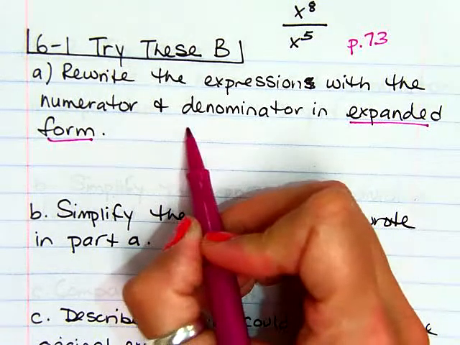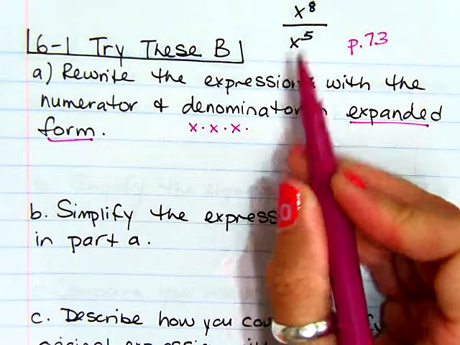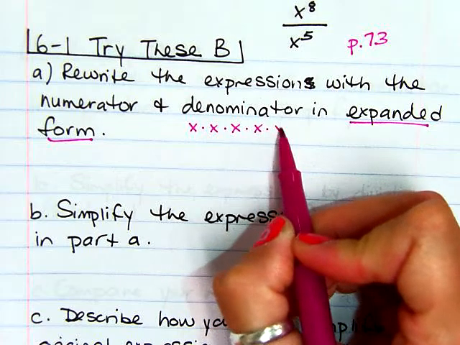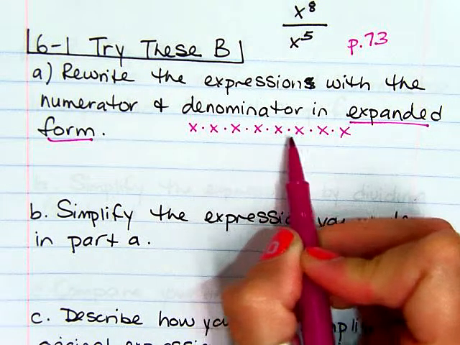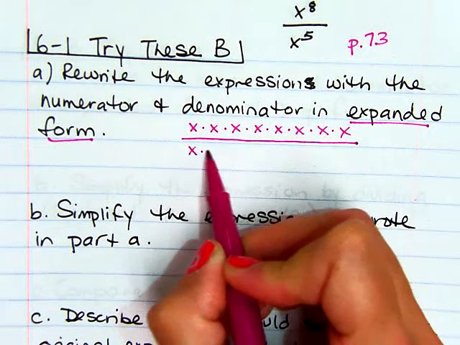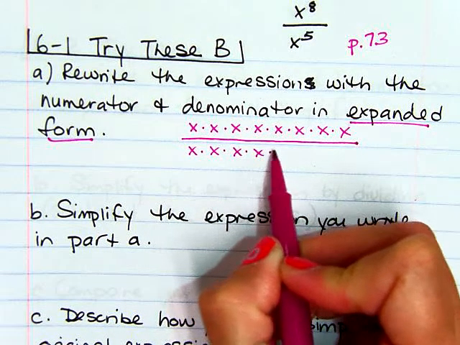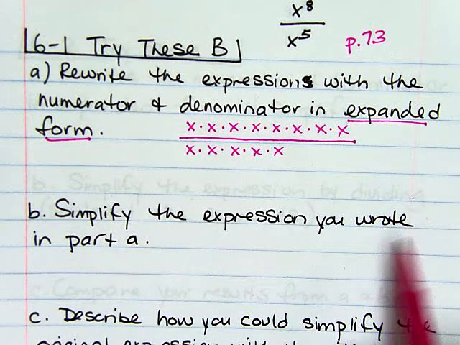So I'm going to write 8 x's because it's x to the 8th power. 1, 2, 3, 4, 5, 6, 7, 8, all over x to the 5th. 1, 2, 3, 4, 5. Okay, now B says simplify the expression you just wrote.